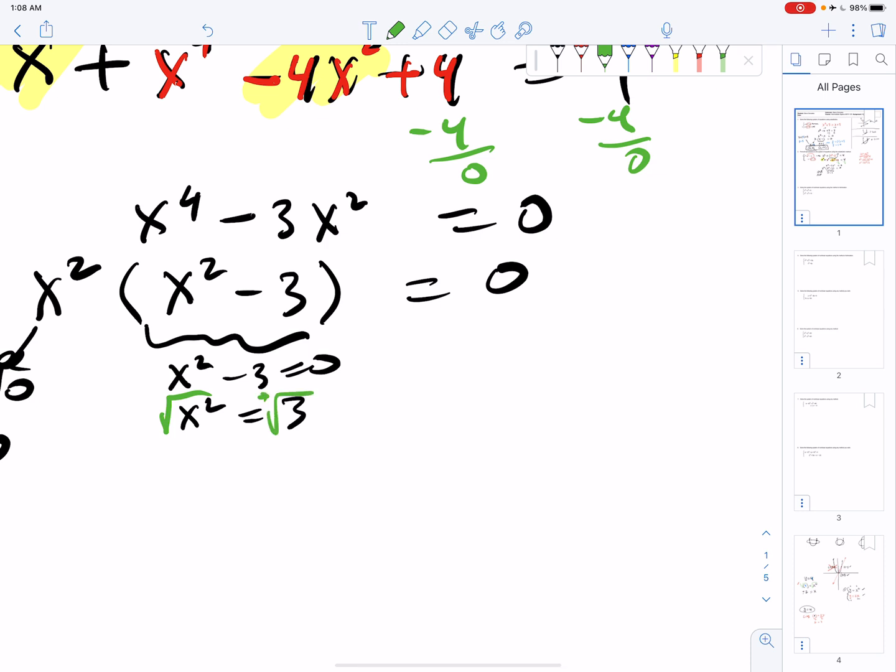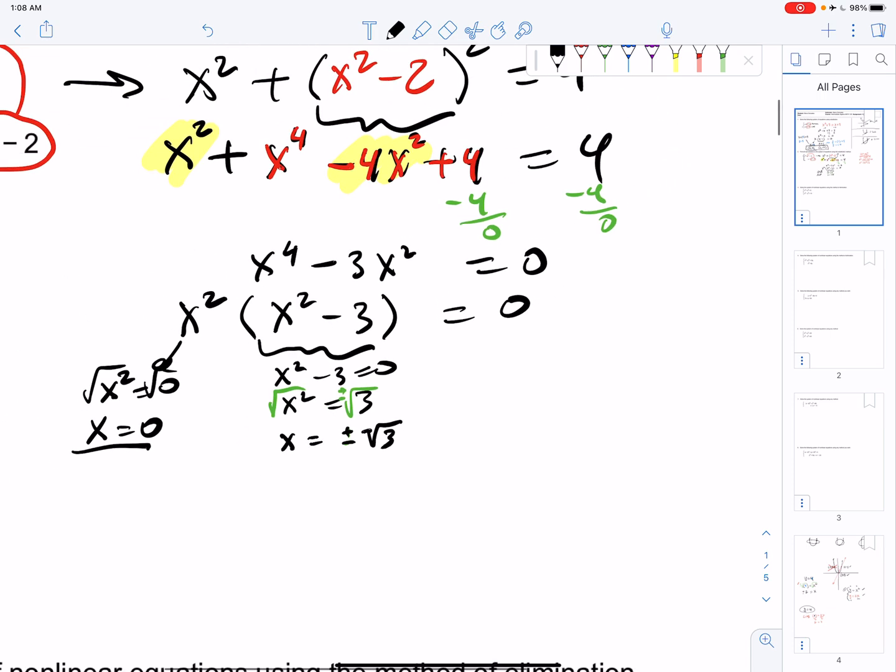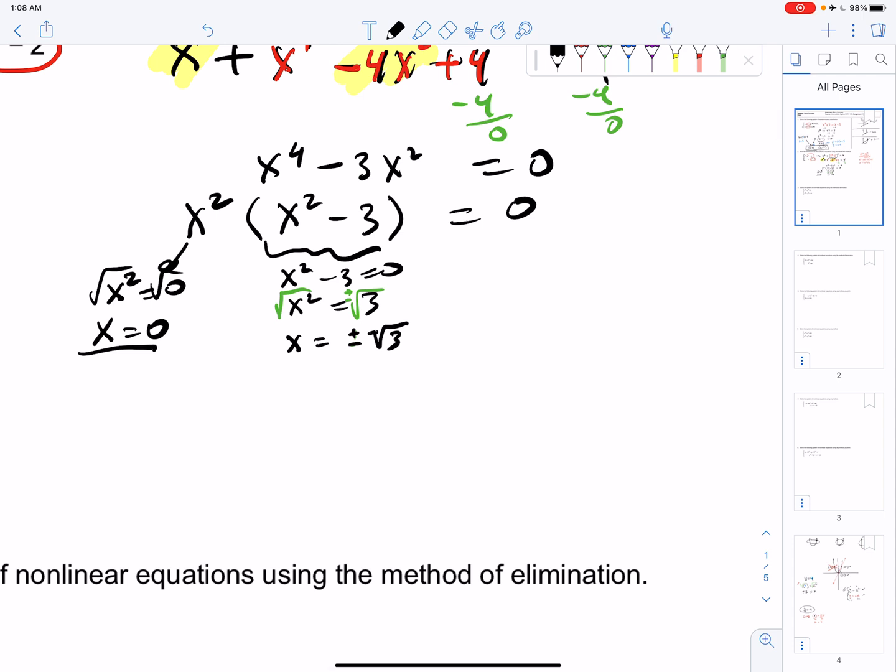When I square root, I have to say plus or minus. So don't forget that. That's going to give us x equals plus or minus square root of 3, because square root of 3 does not simplify. So we're going to have, looks like 3 possible answers.